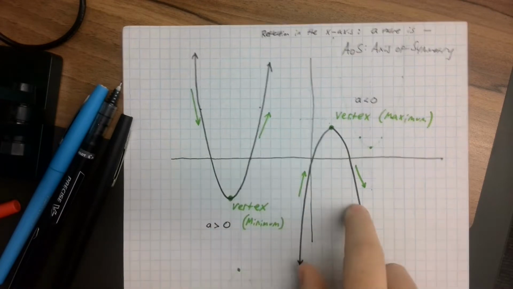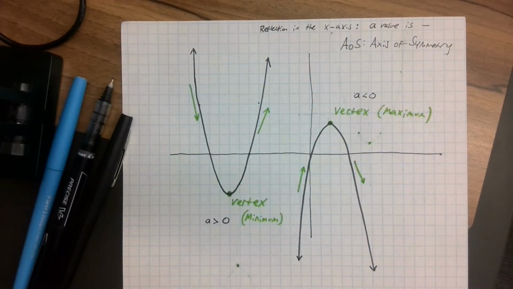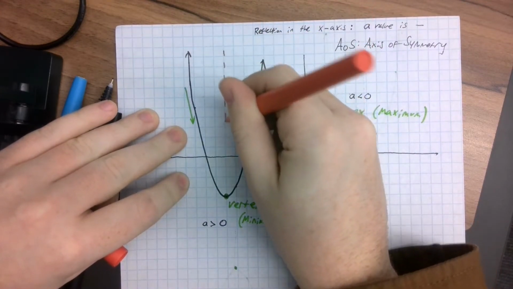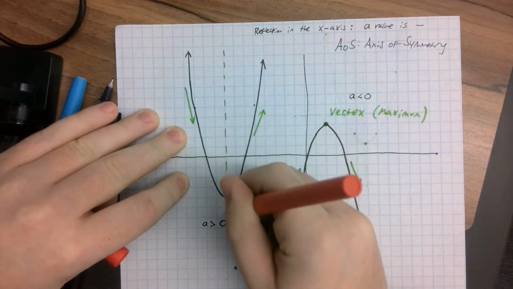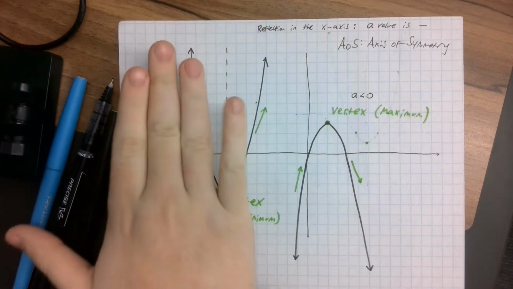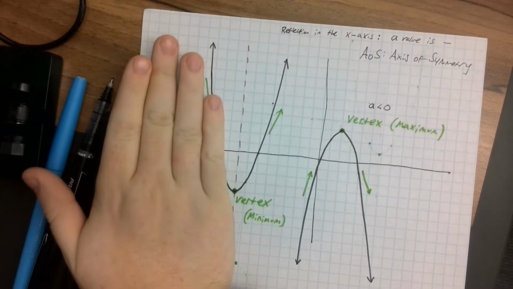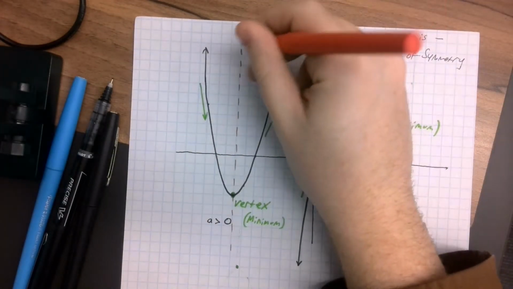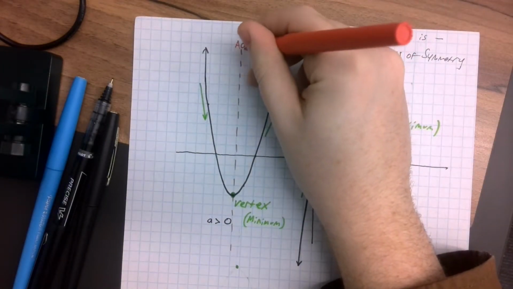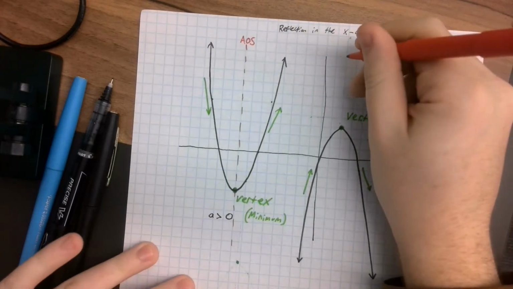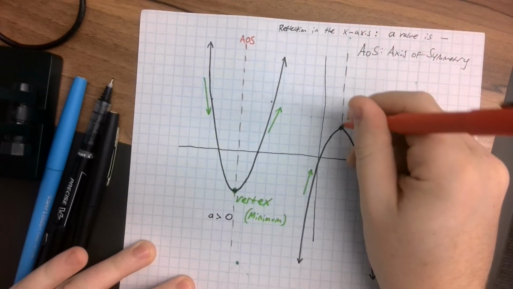Notice that both of these graphs look the same on the left side of them as on the right. So if I was to cut this parabola in half, notice how the left side of the parabola and the right side of the parabola are the exact same. We say that this line is our AOS, our axis of symmetry. Same here on this one. The line that cuts our parabola in half is called the axis of symmetry.